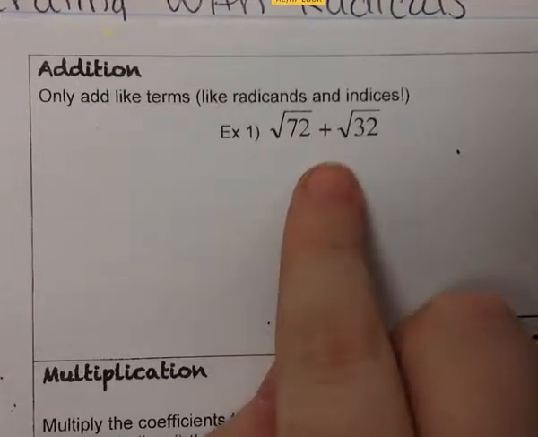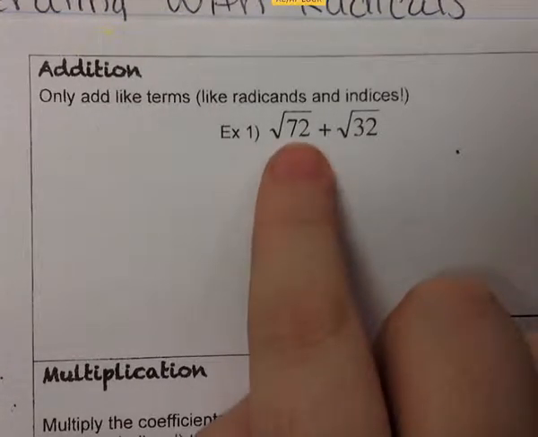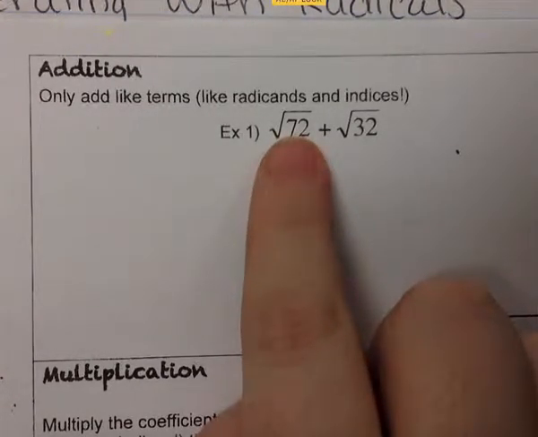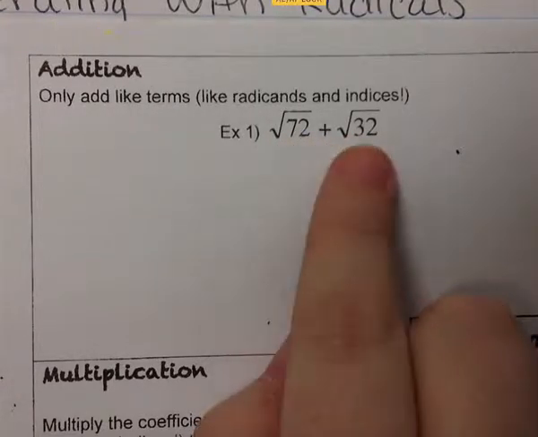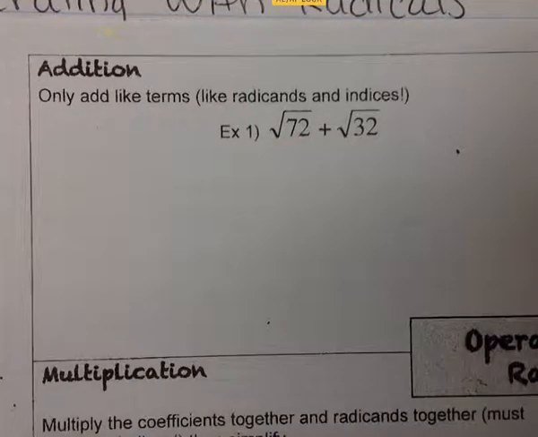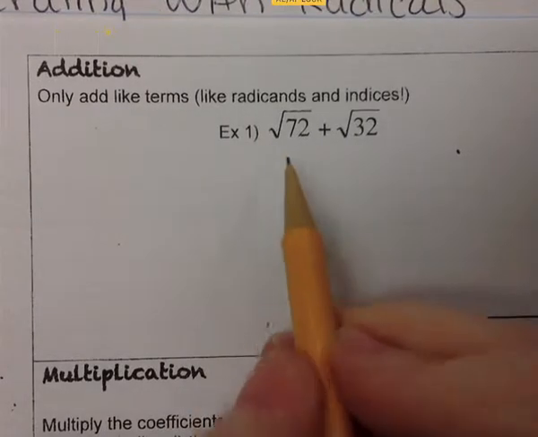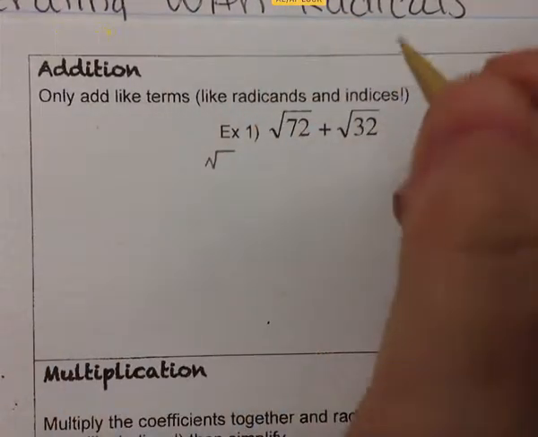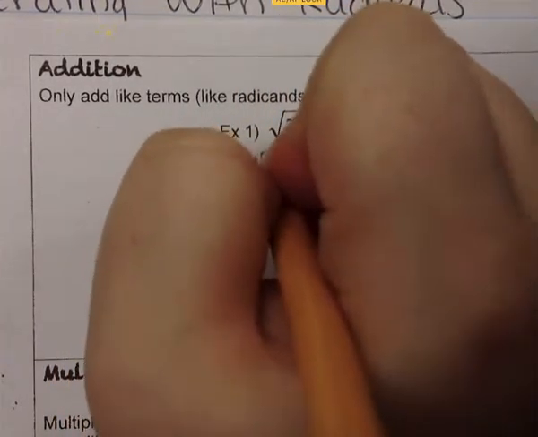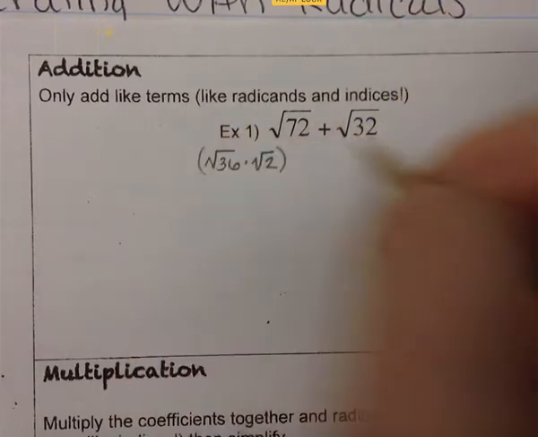So with addition and subtraction, we're going to follow the same rules. We have to see if we can get them to have the same radicand. We need to simplify these first if possible, because right now they do not have the same radicand. So let's try and simplify the square root of 72. The square root of 72 can be written as the square root of 36 times the square root of 2. This is actually that first part.